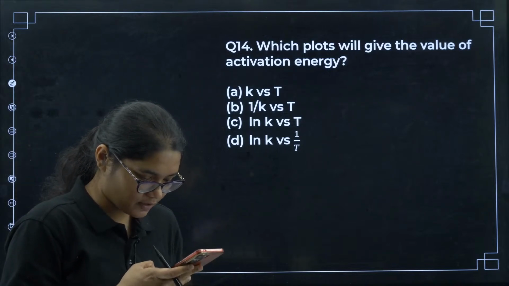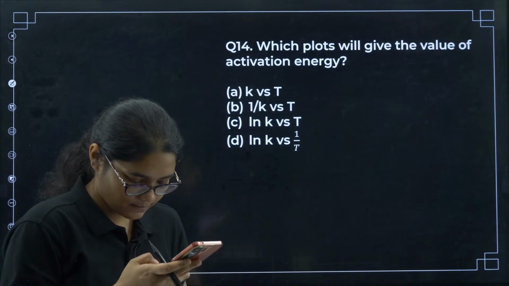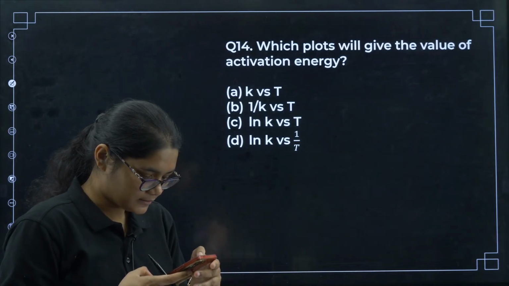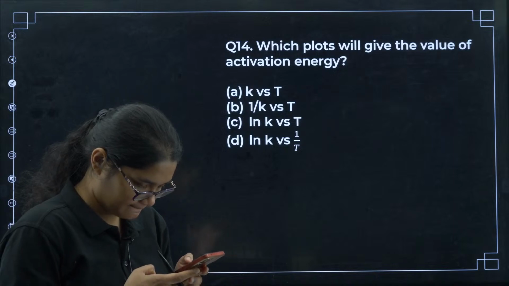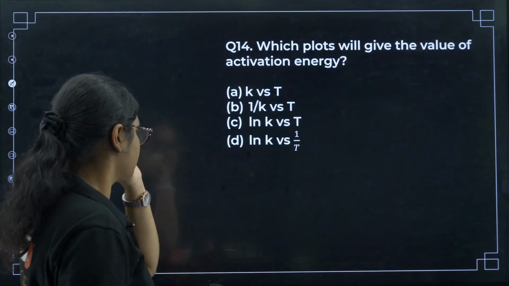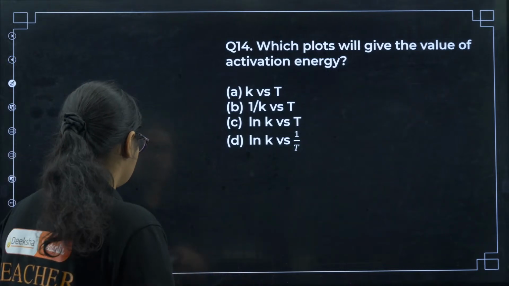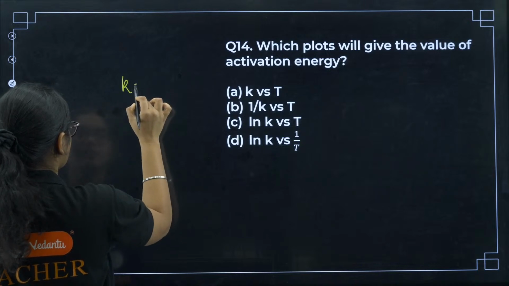Which plot will give you the value of activation energy? This is again a direct question. The options are K versus T, 1 by K versus T, ln K versus T, and ln K versus 1 by T. We have this equation.